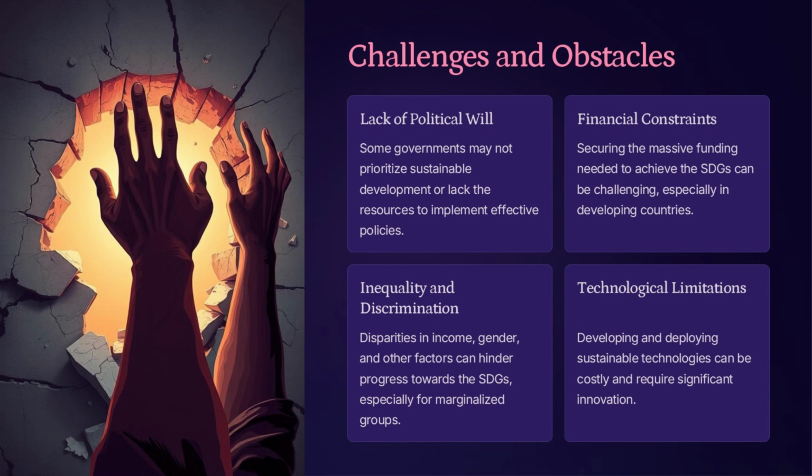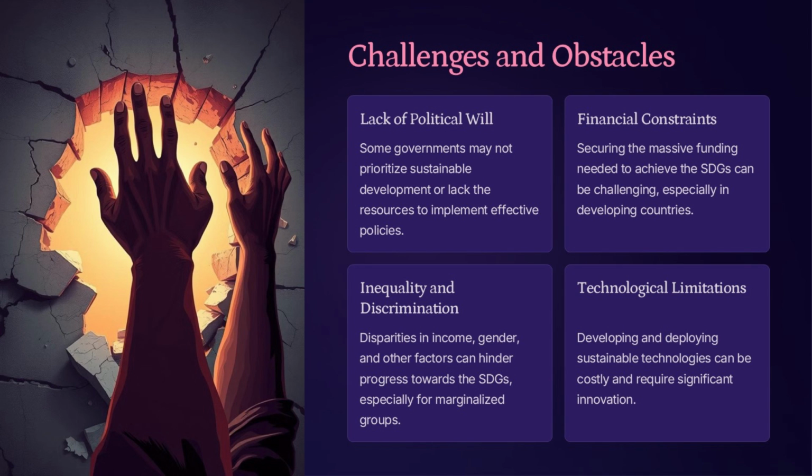The image on this slide represents the challenges and obstacles we face in achieving the Sustainable Development Goals, SDGs. The wall with cracks and holes symbolizes the barriers and difficulties that stand in our way, preventing us from fully reaching the bright light of the SDGs. One key challenge is the lack of political will from some governments. They may not prioritize sustainable development or lack the resources to implement effective policies.